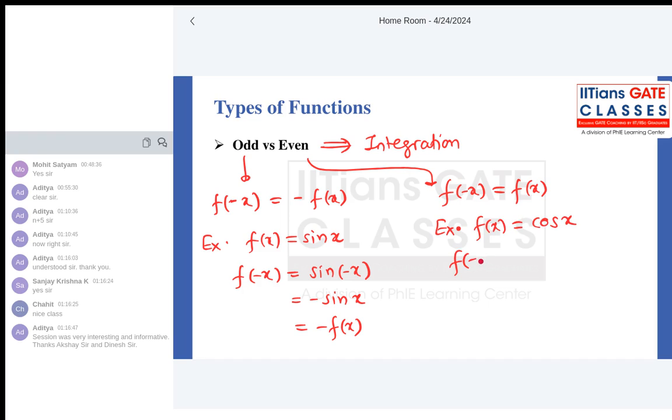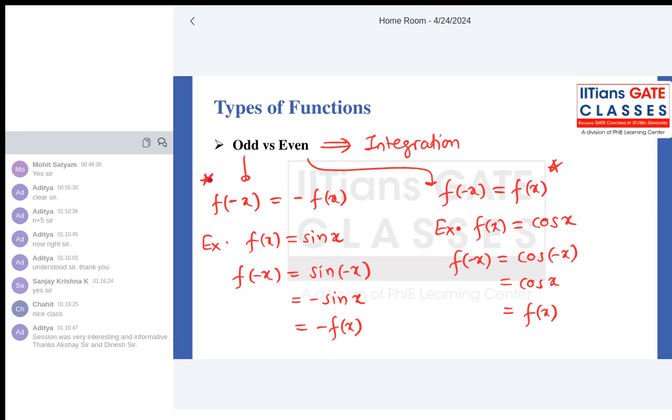So what happens if you put f of minus x? This becomes cos of minus x, which is equal to cos x by definition, and that is equal to f of x. So cos x is a very famous even function. You should at least remember the definition of these till we discuss the calculus part, and it is helpful there.